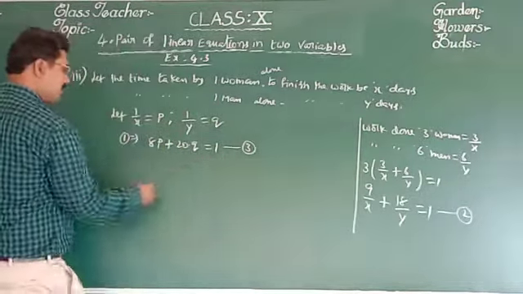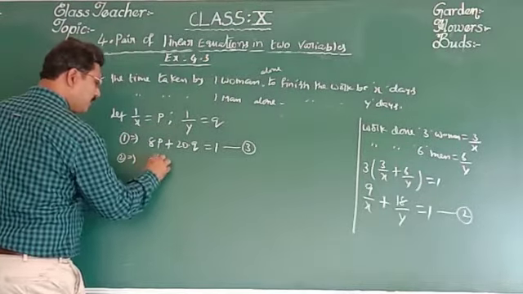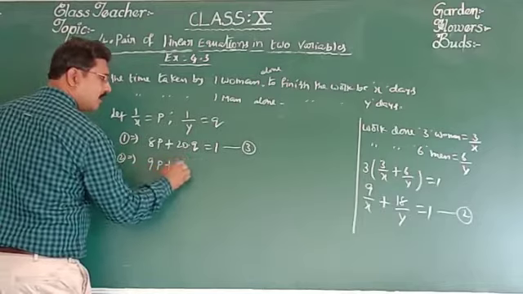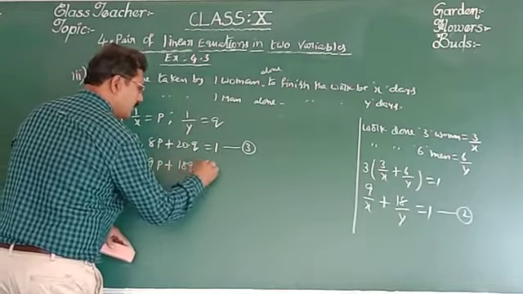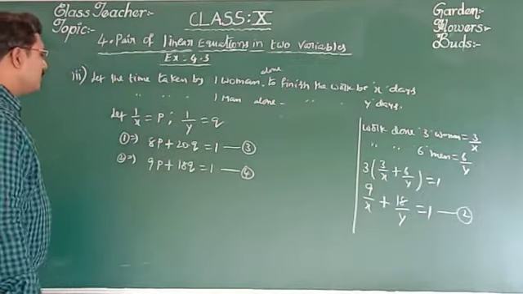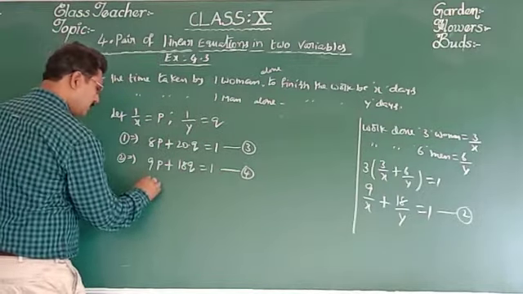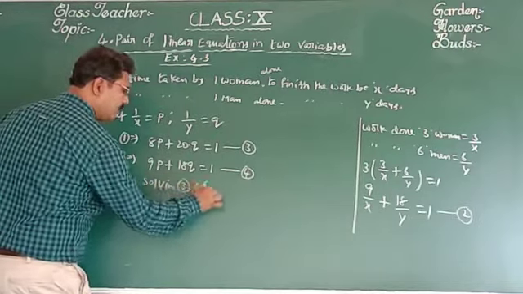Next, second equation implies 9 into 1 by X, that is 9P, plus 18 into 1 by Y, that is 18Q, is equal to 1. Call it equation number 4. Now solving equations 3 and 4.